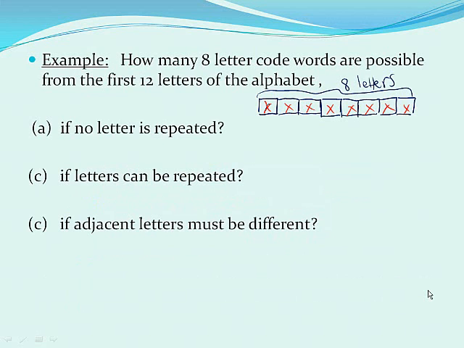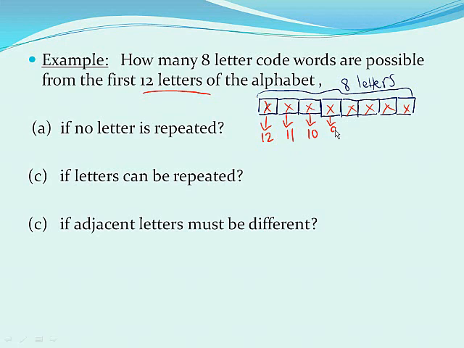Next example. How many 8-letter code words are possible from the first 12 letters of the alphabet if no letter is repeated? It's an easy way of calculating this. We have 8 letters and 12 letters to choose from. So the first letter can be any of the 12. We are assuming that the same letter cannot be used, so we only have 11 letters, so there will be 11 possibilities there. I cannot use the first 2 letters here, so there will only be 10 possibilities, and so on.